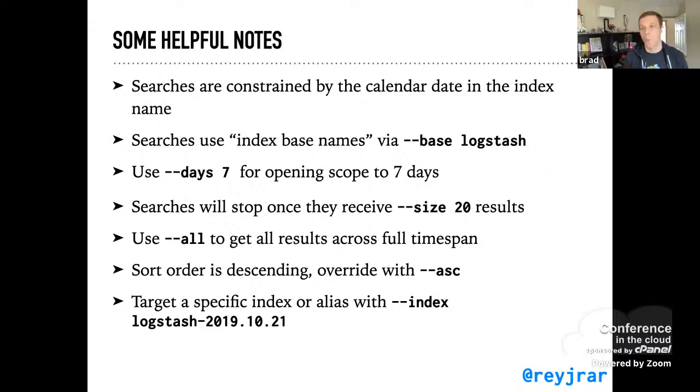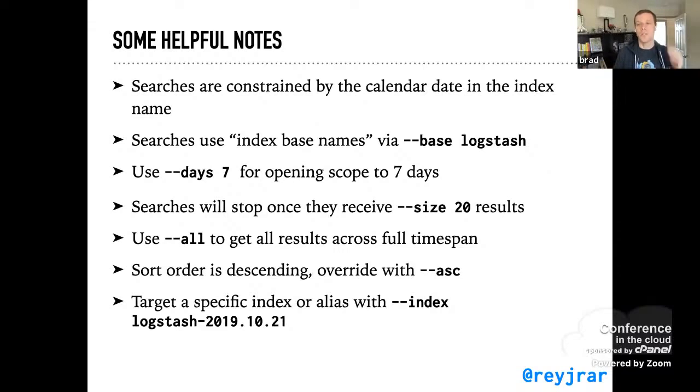It defaults to looking at 1 day's worth of data, but you can say --days 7 for opening your scope up to 7 days. The searches will stop after they reach the default --size, which is 20 results. So if they meet that total number of results in the first index, it won't go back any further. You can use --all to get all the results across the full time span that you specified. Sort order is descending based on the timestamp field. You can override that with --ascending.